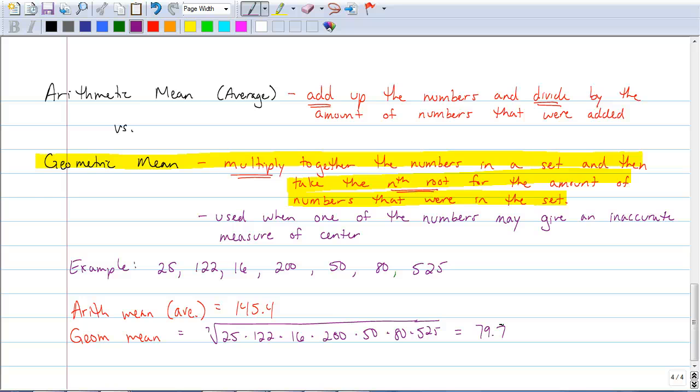Because if you notice, if we rounded that to 80, well, we have one number that's exactly 80, and then we have 1, 2, 3 numbers that are less than 80, and I have 1, 2, 3 numbers that are more than 80. So it just so happened to turn out in this case that our geometric mean and the median are the same value. So that's a good measure of center there. So that's the geometric mean.